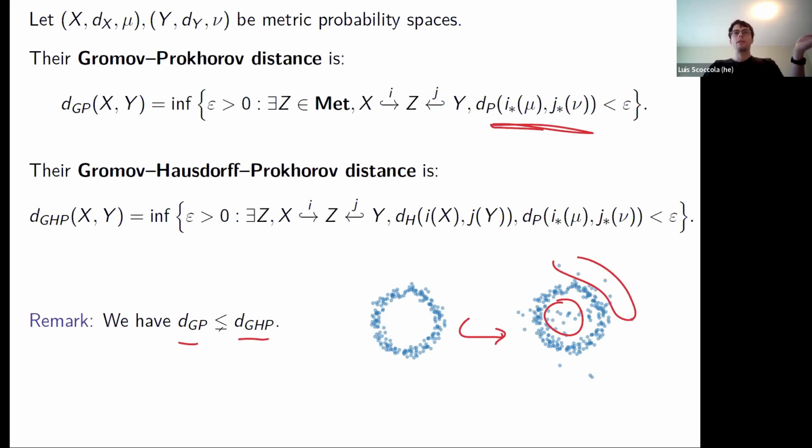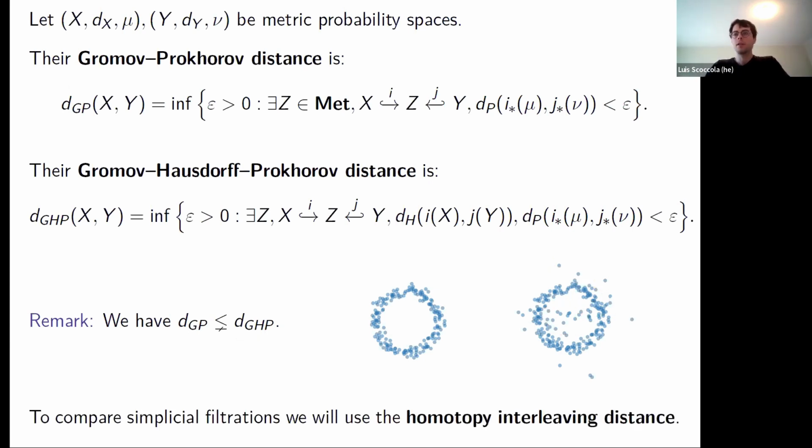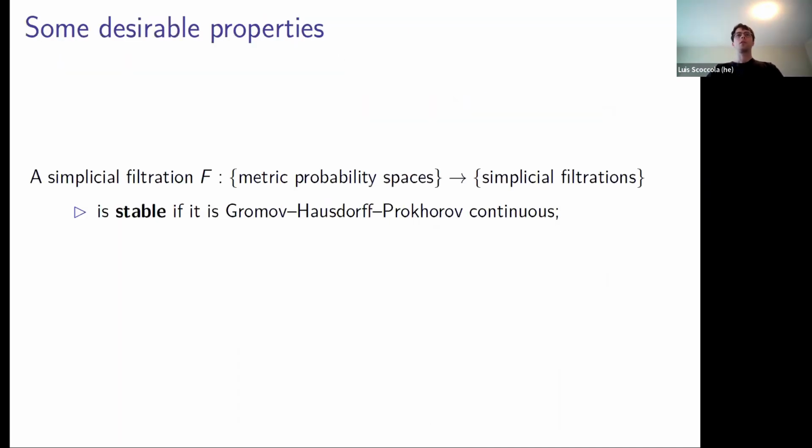Okay, and then the last distance that I'm not going to say very much about is a distance to compare simplicial filtrations, and that is the homotopy interleaving distance. And all we're going to need to know is that that distance exists. It's a nice distance that you can use to compare multi-parameter simplicial filtrations. And we don't really need to get into the definition for the purposes of this talk. Great. So here we have two distances, the Gromov-Prokhorov distance and the Gromov-Hausdorff-Prokhorov distance. And here we have the homotopy interleaving distance.